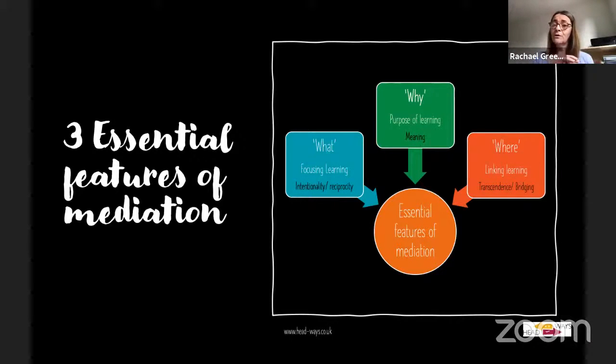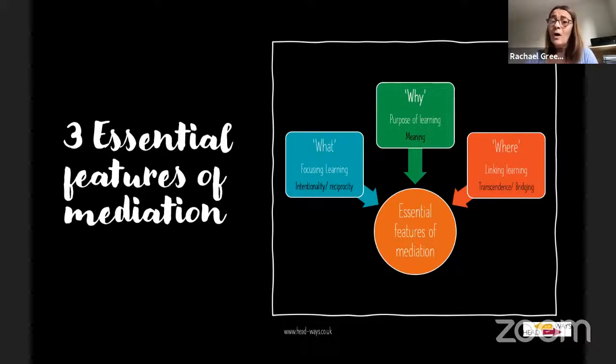So how is what you're doing in the here and now relevant beyond this situation? I call that the what, why, where approach. Whenever we're doing mediation in a dynamic assessment, we need to think about this model at the beginning of our assessment and throughout. We need to be really clear with the learner what we're doing, focusing their learning on what we're going to do within that session.